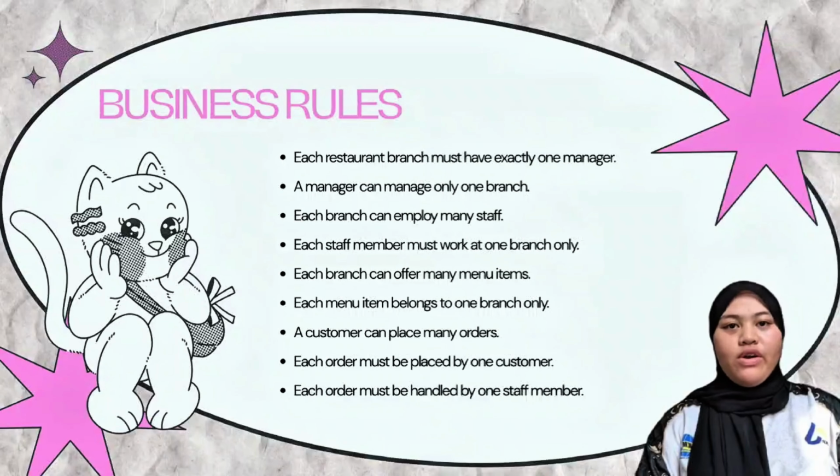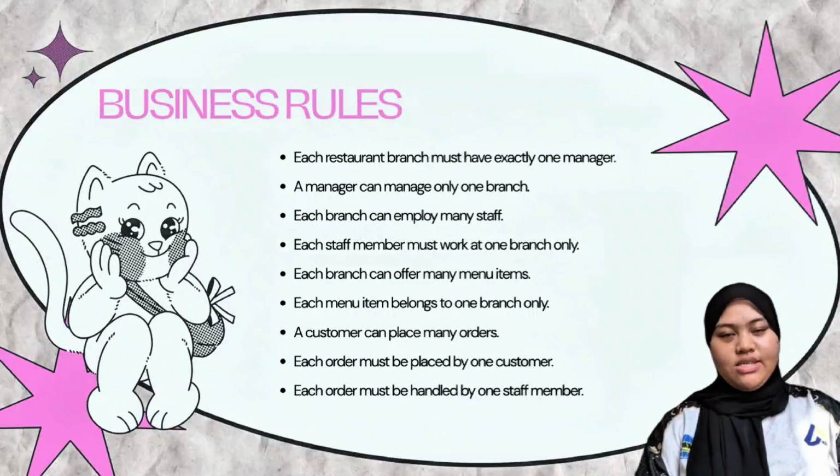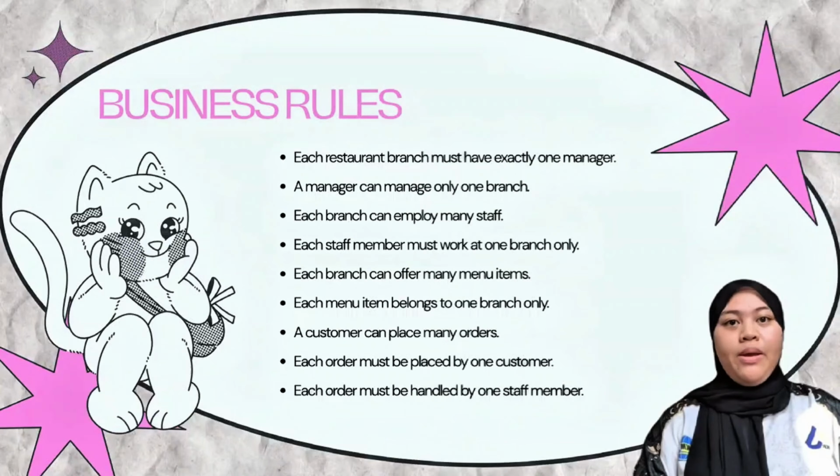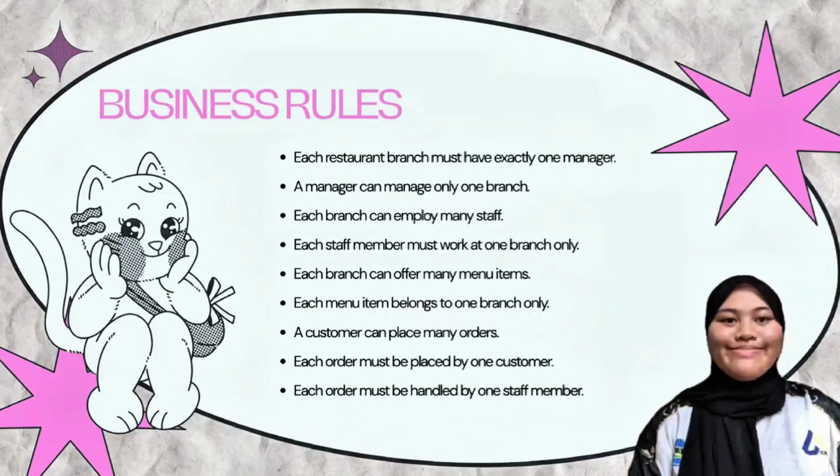The business rules for this system are: each restaurant branch must have exactly one manager. A manager can manage only one branch. Each branch can employ many staff members. Each staff member must work at one branch only. Each branch can offer many menu items. Each menu item belongs to one branch only. A customer can place many orders. Each order must be placed by one customer. Each order must be handled by one staff member.